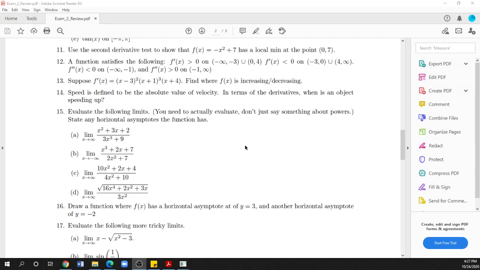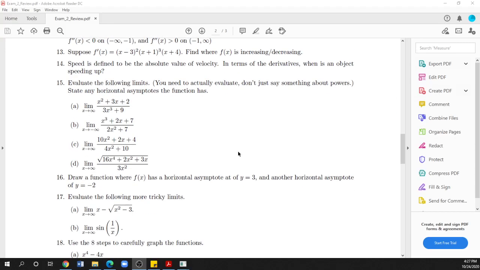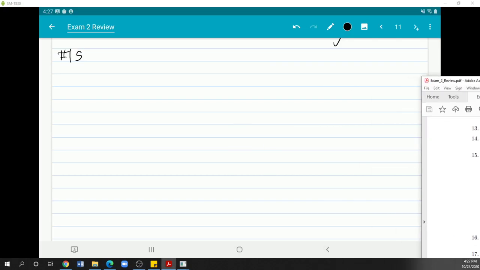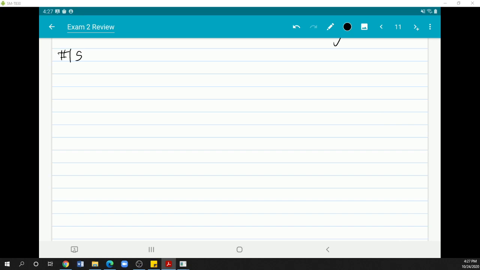Number 15 asks us to evaluate some limits. It's good to have an idea of what's going on here, but I do want you to be able to show it using the stuff we've done in class.